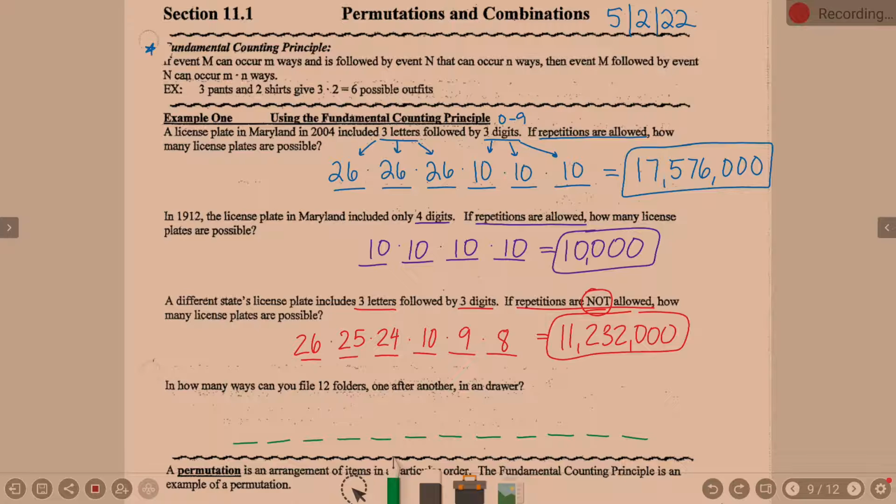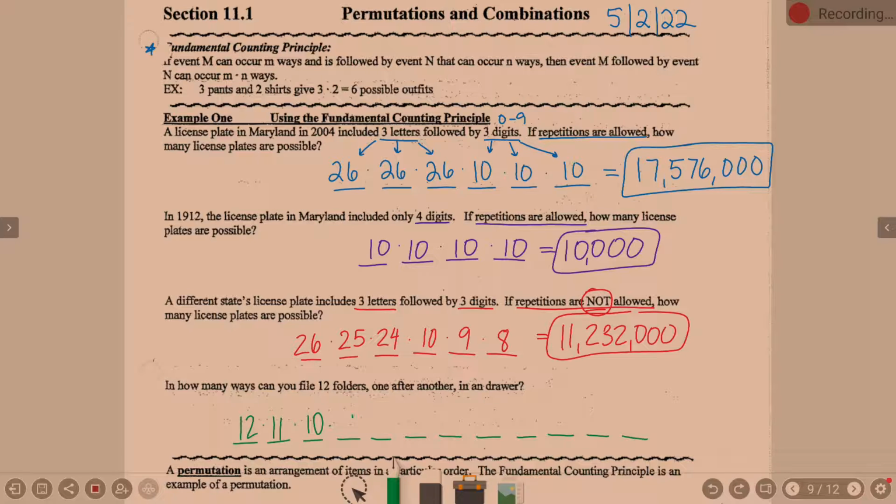Okay, I've got these 12 folders. How many choices do I have to put in the first spot in my drawer? I got 12. How many folders for my next spot? 11, because one of those folders got left in that first spot, right? So as I arrange these, one folder's in the first spot. Now I've got one less to pick from, so I'm down to 11. Then what? Now I've got 2 less to pick from, so I'm at 10.